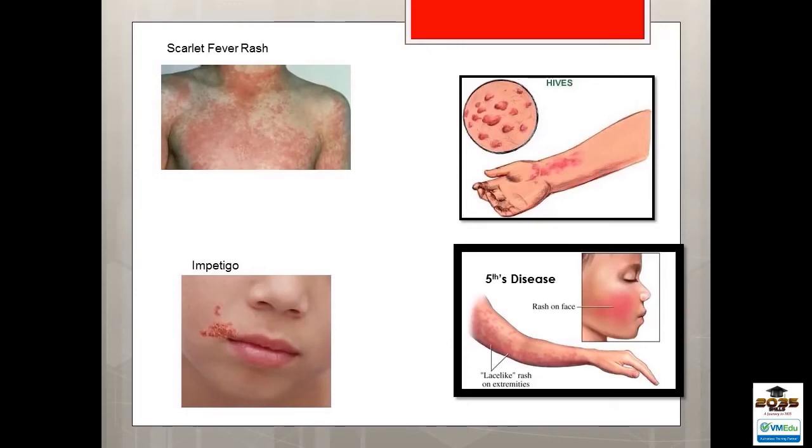and behind the knees. Hives are red, itchy, raised welts on the skin that appear in varying shapes and sizes. Hives are the result of the body's reaction to certain allergens or for unknown reasons. Fifth disease is a mild viral illness that is contagious and causes a bright red rash on the child's cheeks as well as a possible lace-like rash on the trunk. Impetigo is a common and highly contagious bacterial skin infection, usually appearing as red sores around the face.